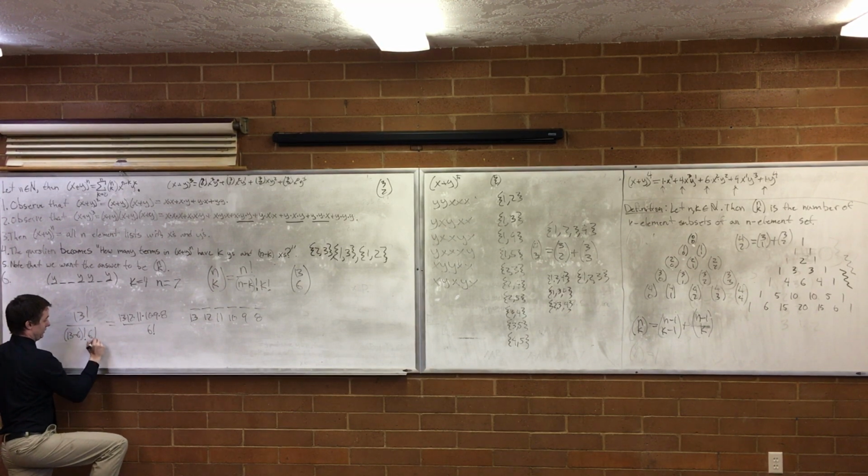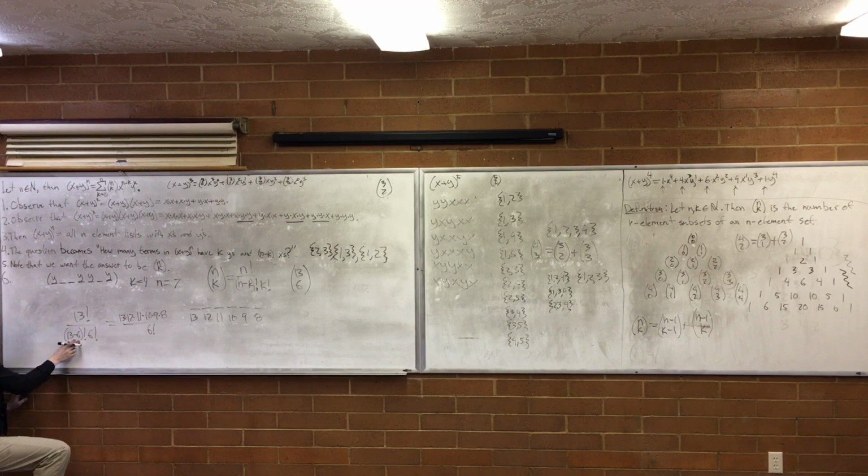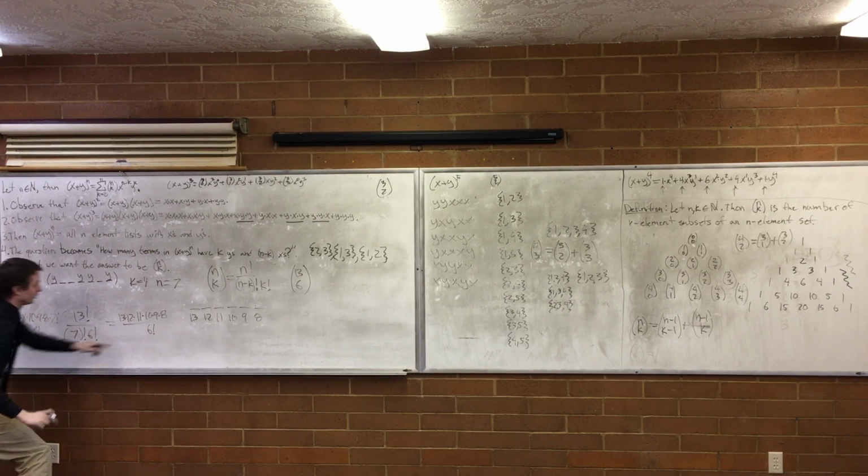Because what is 13 minus 6 factorial? 7 factorial. What is 13 factorial over 7 factorial? If we write out 13 factorial the long way, that's 13 times 12 times 11 times 10 times 9 times 8 times 7 factorial, over 7 factorial times 6 factorial, right? And then cancel those out, and that's exactly what we have here.